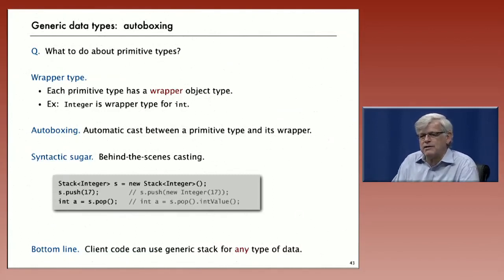And the bottom line is that we can articulate an API for generic stacks that works for any type of data, and we've got two implementations, linked lists and arrays, that perform very well for any type of data using the resizing or linked lists as we've described.